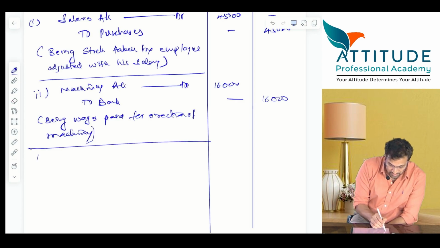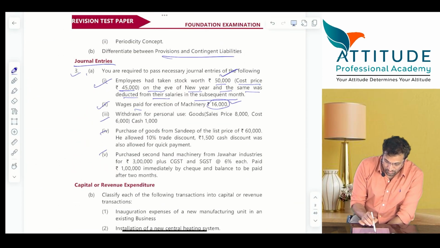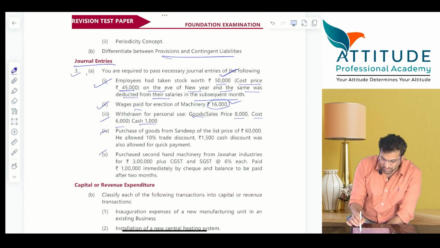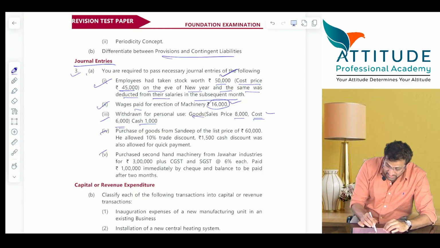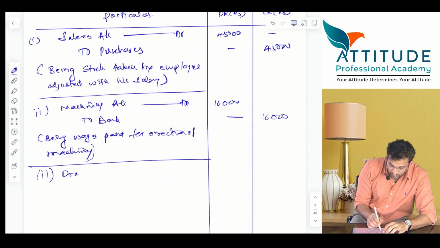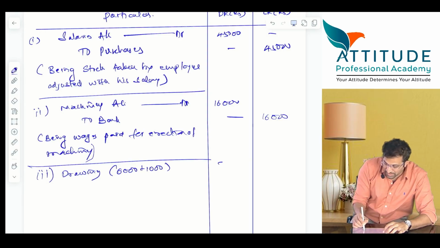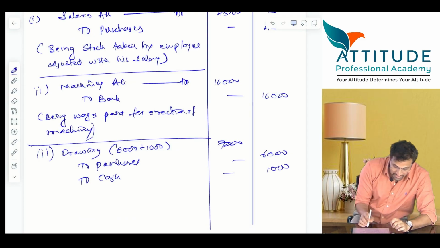बोलो next. Third. Fast. Now withdrawal for personal use. Goods selling price 8,000, cost price 6,000 and cash 1,000. Always recorded at cost. Drawings account debit 7,000 because costing 6,000 goods and cash is how much? So entry. Drawings debit 6,000 plus 1,000, बराबर है? Total how much? 7,000. To purchases कितना? 7,000 or 6,000? 6,000. Then to cash. Don't say bank because cash 1,000 के 10,000 के नीचे है. Okay.